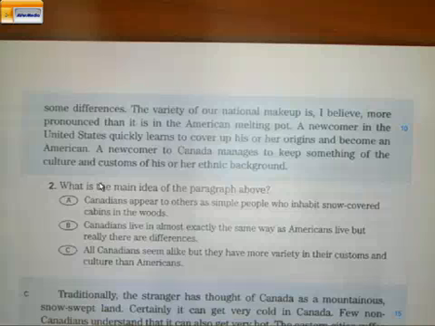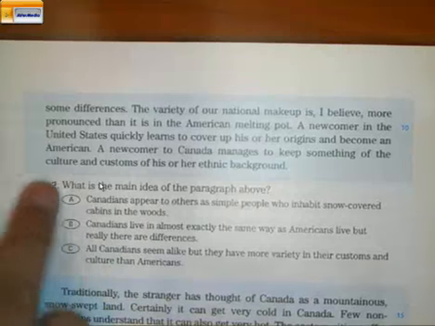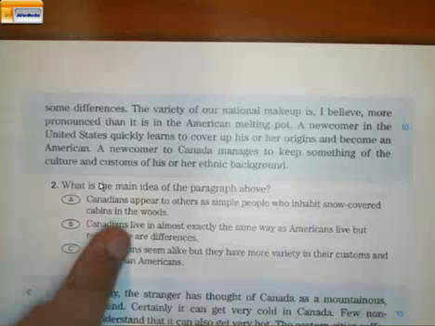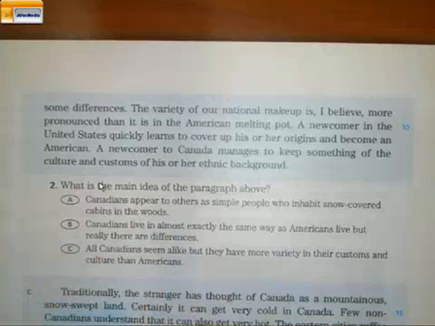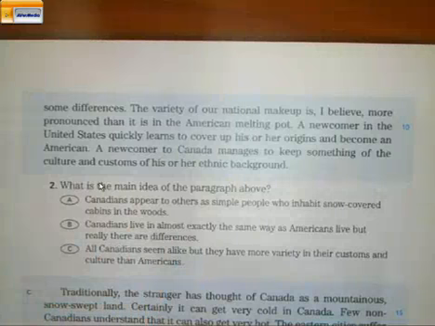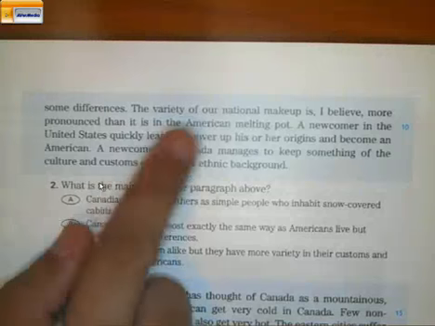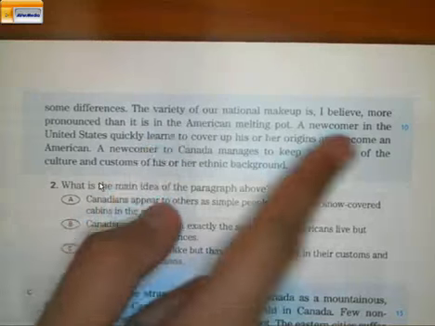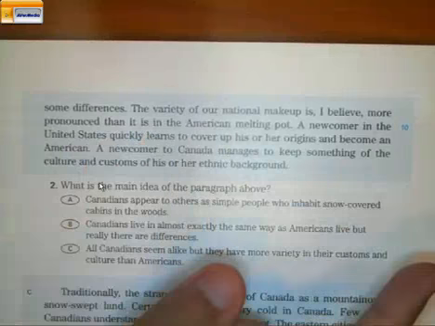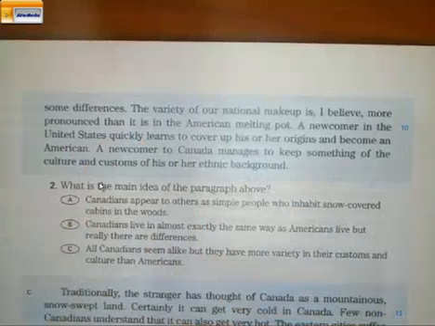So what is the main idea of the paragraph here? A: Canadians appear to others as simple people who inhabit snow-covered cabins in the woods. No, if we go back to the paragraph, it says they do not inhabit snow-covered cabins. So A is not the correct answer. Let's see B and C. B: Canadians live in almost exactly the same way as Americans live, but really there are differences. Yes, it could be the correct answer because of this sentence: "I believe more pronounced than it is in the American melting pot." So there is similarity between the two.